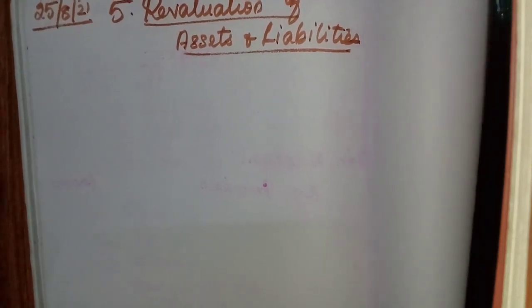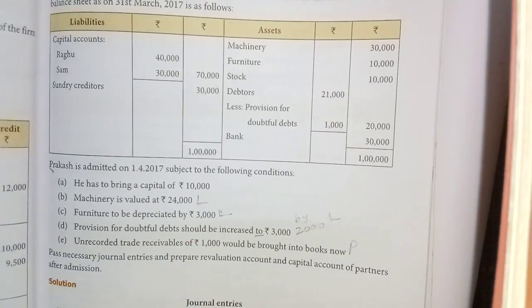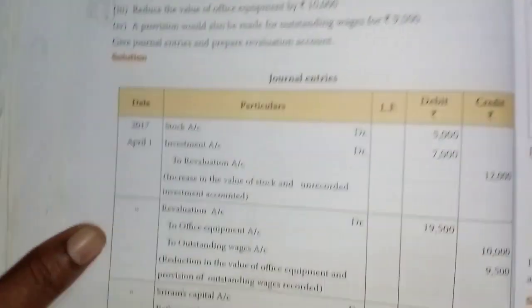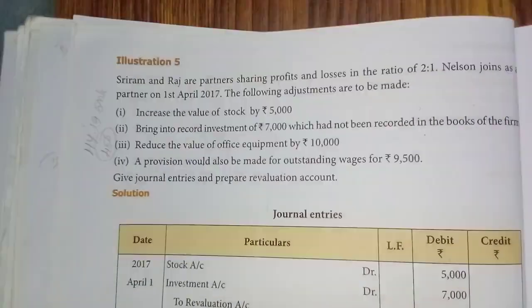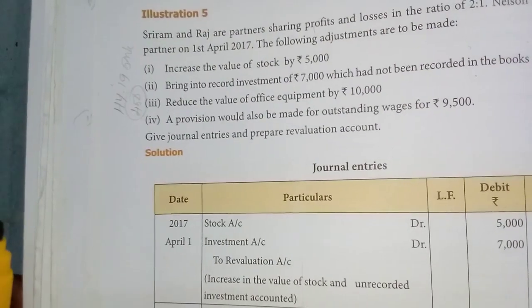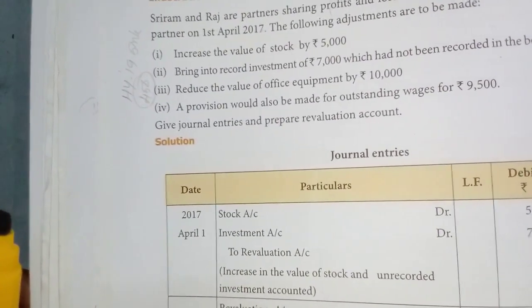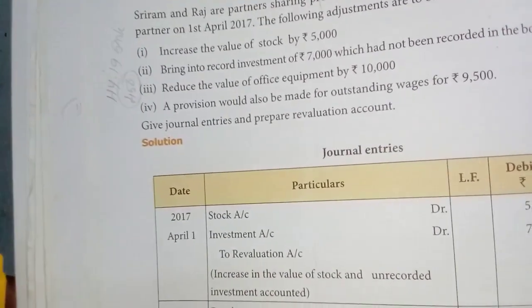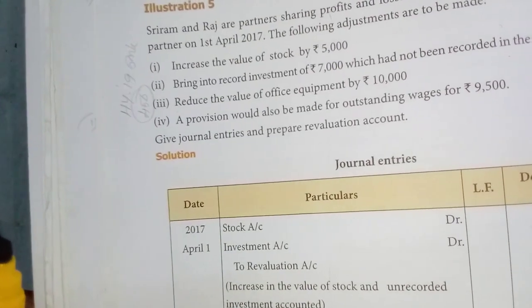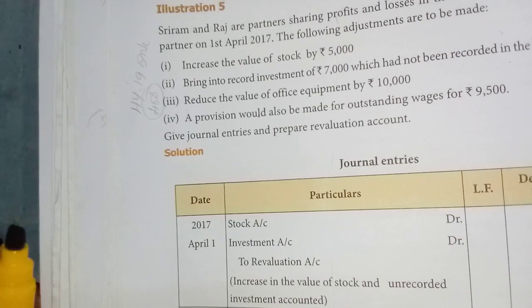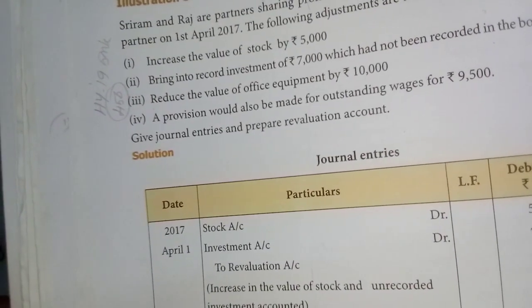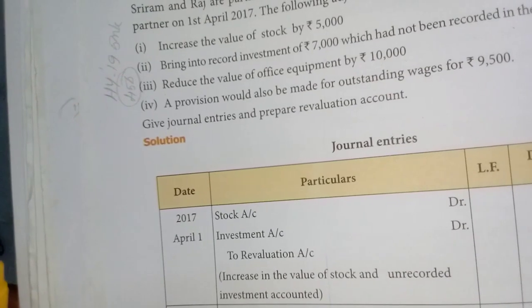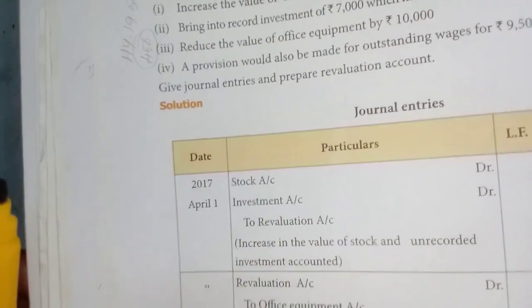Okay students, now I will show you the fifth illustration. Sriram and Raj share profits and losses in the ratio of 2:1. Nelson joins as a partner on 1st April 2017. The following adjustments are to be made. Increase in the value of stock, it is a profit item. Then bring into record investment of 7,000 which had not been recorded. This also is a profit item, isn't it? Then reduce the value of office equipment. So asset decreasing, loss item. Then provision would also be made for outstanding wages. So this is also a loss. So 2 profit items, 2 loss items. Give journal entries and prepare revaluation account.